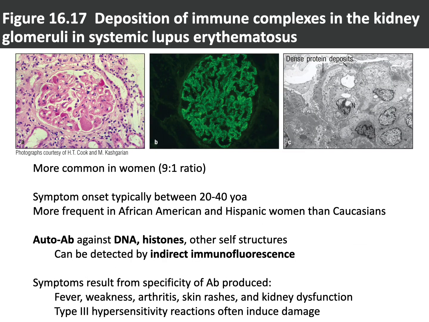The next one that we'll look at is lupus. So with lupus, or SLE, this is where immune complexes will be created, and then they end up being deposited in the glomerulus of the kidney, and this causes kidney disorders. Again, more commonly in women, so it's a 9-to-1 ratio in women, and typical onset is between 20 to 40 years of age. It's more frequent in African American and Hispanic women than Caucasians.